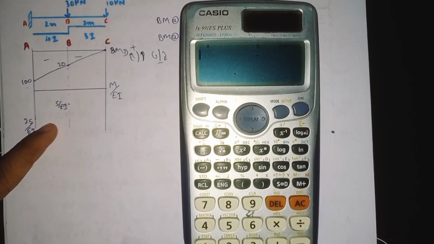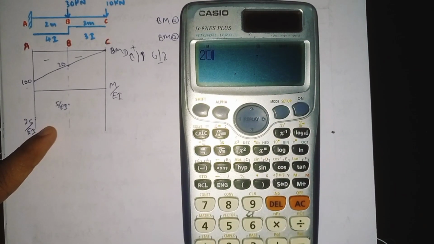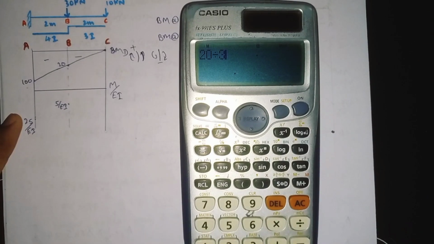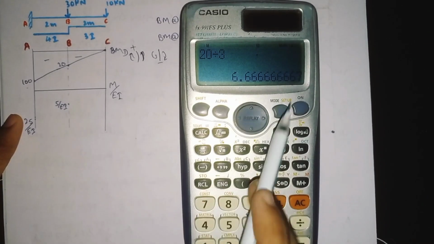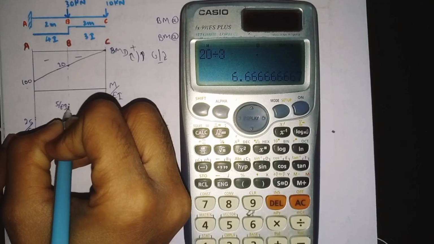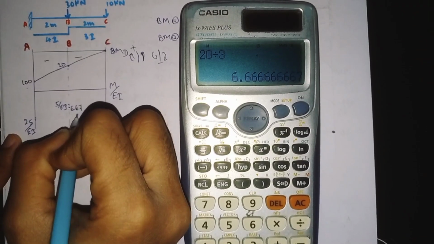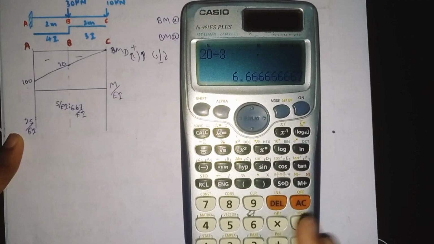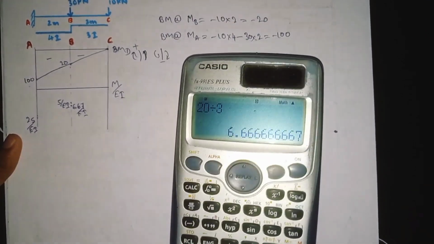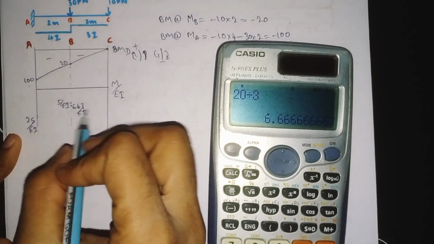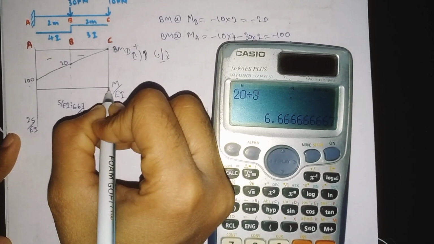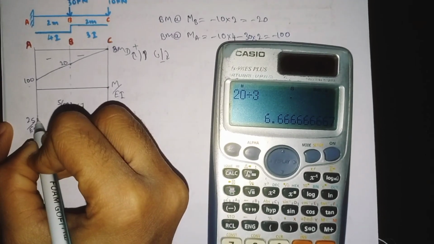Because it is acting in the middle, no? Now 20 divided by 3, if you do, it will come out as 6.66, which is nothing but 6.67 divided by EI. This is how we need to find the M divided by EI value at point C. It is also 0.